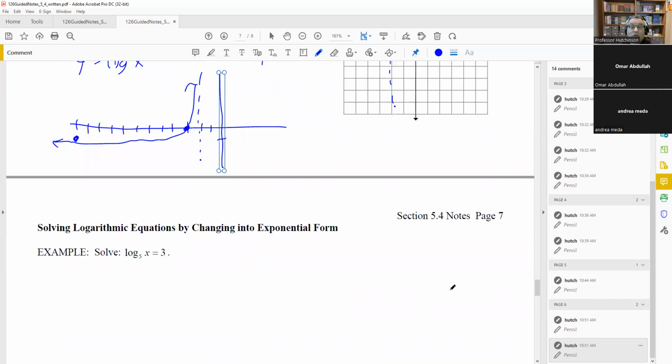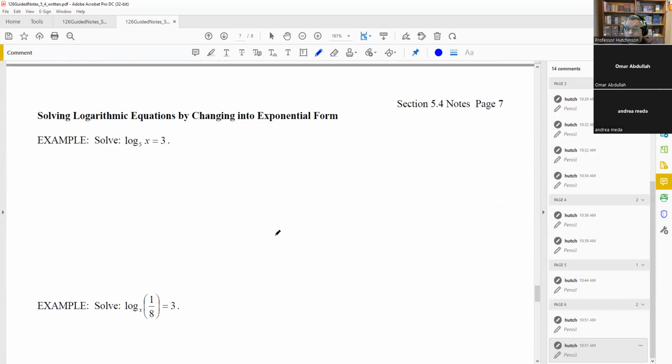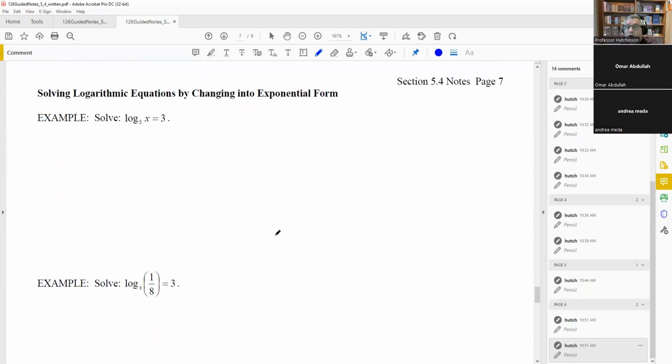All right, now the last questions that are in this section that we'll take a look at are some ones where we have to solve by changing something into exponential form. So that's what these next ones are going to do. All these ones here are ones where you have to change from log form into exponential form. So that's how we're going to solve these. We want to change all of them into exponential form and then solve them.